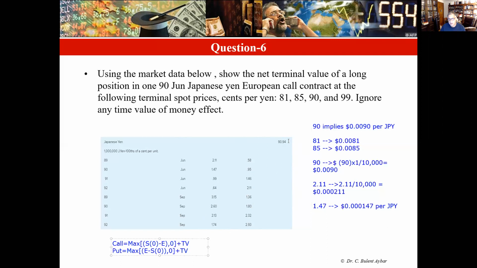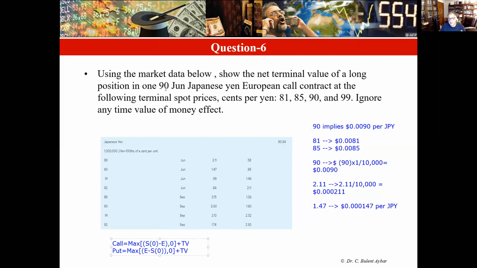Just to review again, the first one is about how we read these prices. This is a peculiarity of the Japanese yen contract, as I mentioned to you. For exercise price, for instance, 90 June Japanese yen call option means that the exercise price is actually $0.0090. And then we are going to evaluate these contracts for these final or expiration spot prices of 81, 85, 90, and 99. So this is essentially a scenario analysis.